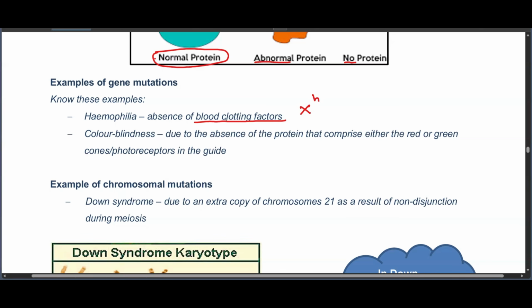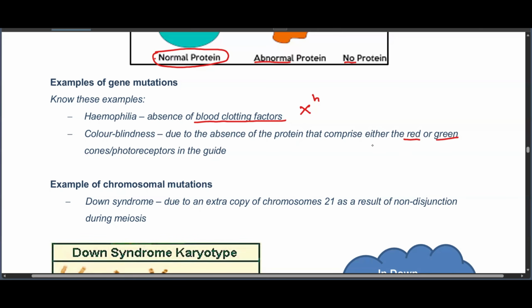So this is an example of a gene mutation. If your X chromosome undergoes a gene mutation, you can end up having hemophilia and you will not have a blood clotting factor anymore. All right. Even color blindness is one of the examples of gene mutations. Color blindness basically means that you cannot recognize some colors, or you end up confusing colors. You cannot see red. You cannot see green.